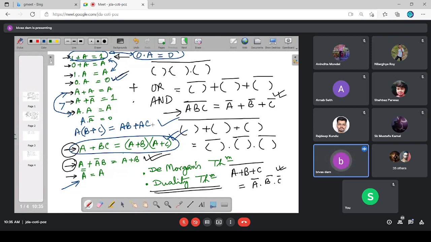So there is no need to establish the validity of this equation, A plus BC is equal to (A plus B) dot (A plus C). There is no need to go via the right hand side and come to the left hand side by applying Boolean algebra. Instead, you can establish the validity of this expression, and then say that by applying the duality theorem we can arrive at this expression. So this is one valid Boolean equation. Simply we can state that.